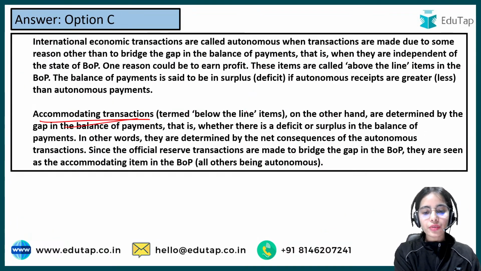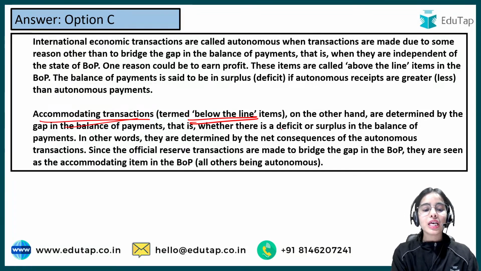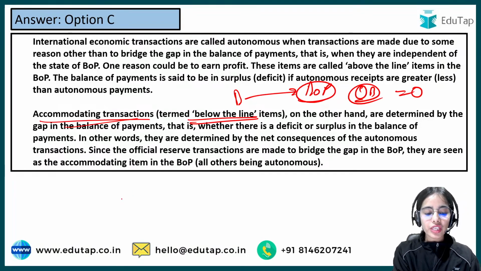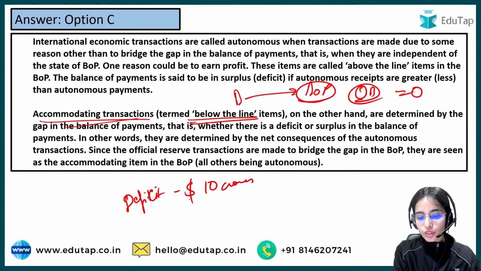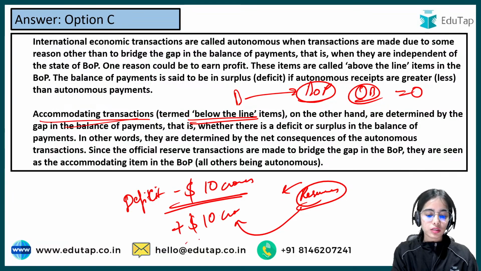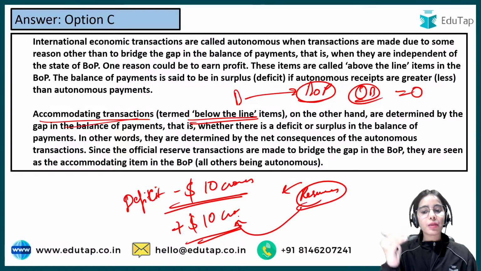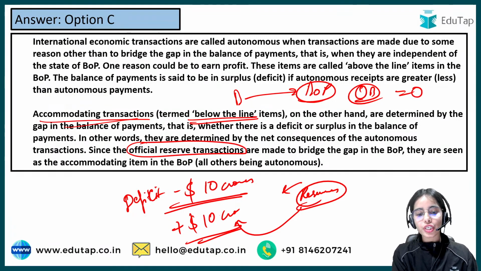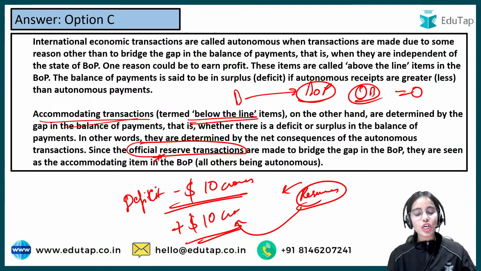So accommodating transactions are the ones that are known as the below the line items that try to balance the balance of payment, so that the overall balance should be zero. If there is a deficit of $10 crores, that $10 crores will be covered by the RBI through the reserves by providing the $10 crores in the balance of payment. Okay, so accommodating transactions are below the line items that are trying to balance the balance of payment, and these are the transactions that are done from the official reserve. Reserves are with the Reserve Bank of India. So the Reserve Bank of India is using the reserves to cover up the deficit.